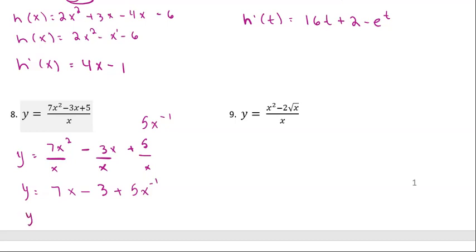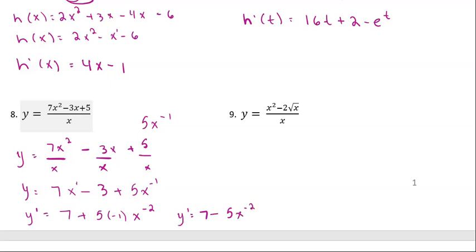So we can take our derivative. To take our derivative, we bring down the power and subtract 1. This was x to the first, so the derivative of 7x is just 7. Negative 3 is a constant, so that is minus a constant, which is just going to be 0, so nothing there. Here we have our 5x to the negative 1. If we bring down our power, we'll have 5 times negative 1, and then x to the negative 1 minus 1, which is negative 2. So this will look like y prime equals 7 minus 5x to the negative 2.